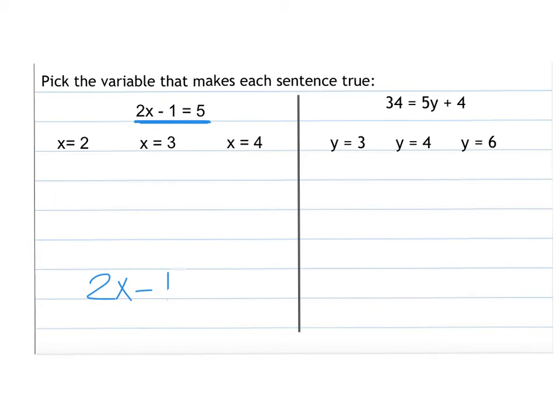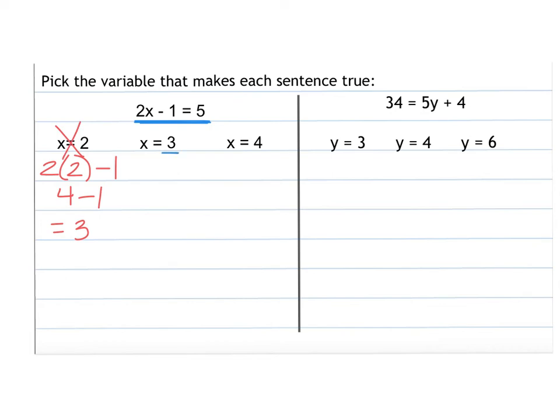But as soon as it tells us that it has to equal 5, we know, okay, now we need to figure out what we can put in for x to make that work. So I can substitute 2, 3, and 4 into the equation to see what works. So 2 times 2, and I'm just going to write it like that to remind me that it's multiplication, and it's subtraction, minus 1. So 2 times 2 is 4, minus 1 equals 3. So we know that that does not work.